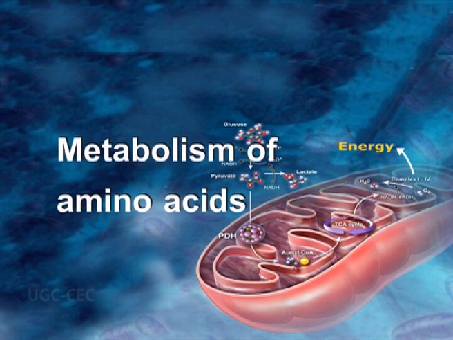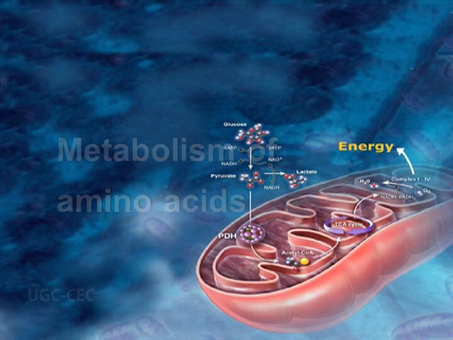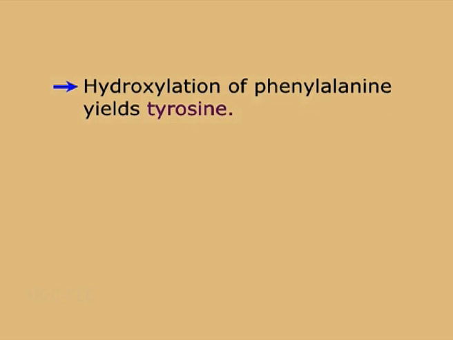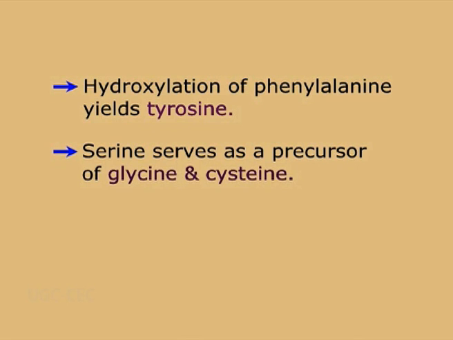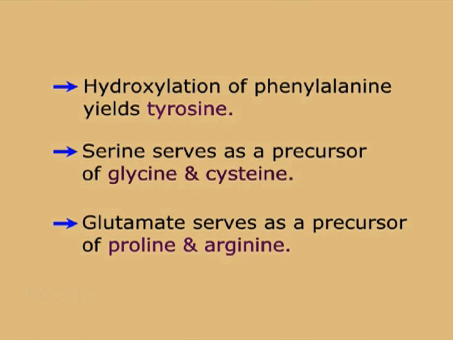Now, let us see the last one, amino acid metabolism. Biosynthesis of amino acids proceeds from simple metabolic precursors. Some non-essential amino acids are produced directly from the intermediates of carbohydrate and lipid metabolism, and some are formed by way of other amino acids. For example, hydroxylation of phenylalanine yields tyrosine. Serine serves as a precursor of glycine and cysteine, and glutamate serves as a precursor of proline and arginine.